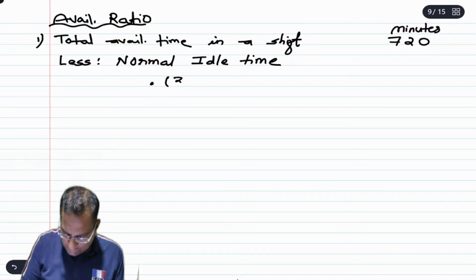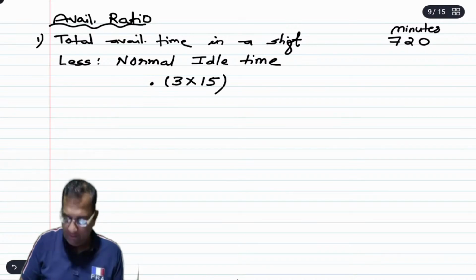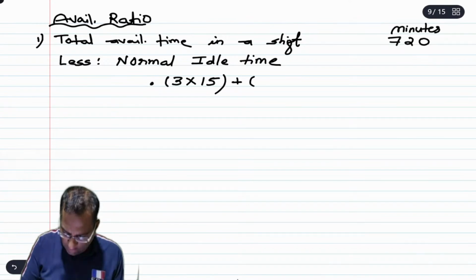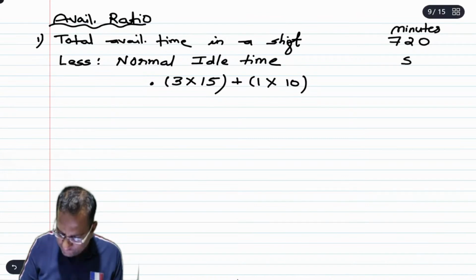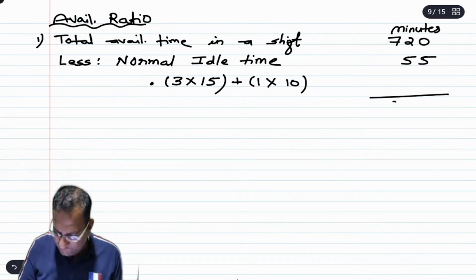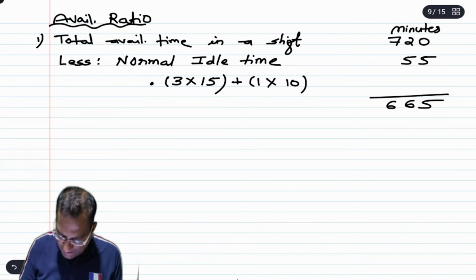It's 3 breaks of 15 minutes. It is given in the question. And 1 break of 10 minutes. So 3 into 15 is 45, plus 10, it's 55 minutes. So the planned available time is 665 minutes. It is known as planned time.